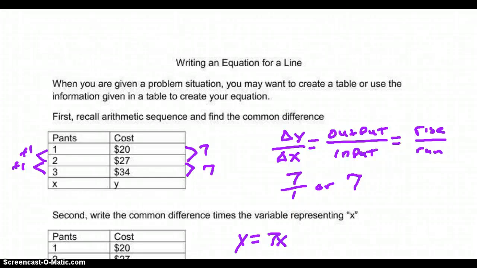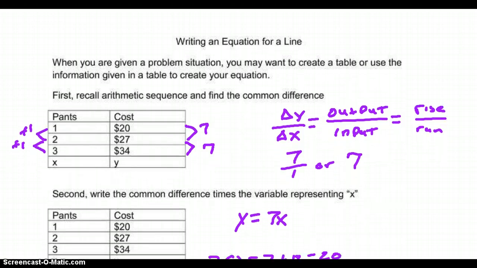Just wanted to quickly review with you how we write an equation for a line using the table of values. When you're given a problem situation and you might want to create a table or use the information given in a table to create an equation, the first thing you have to do is recall the rules for arithmetic sequence and find the common difference. That's the very first thing you want to do.